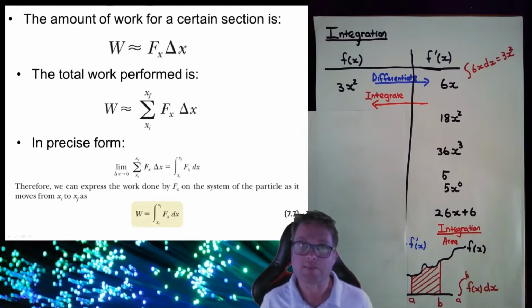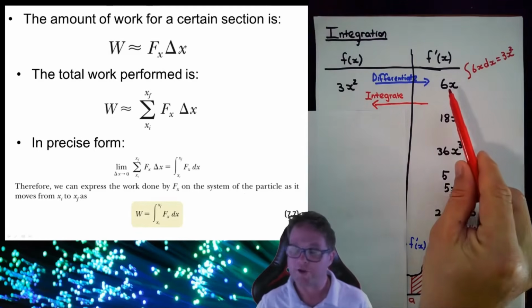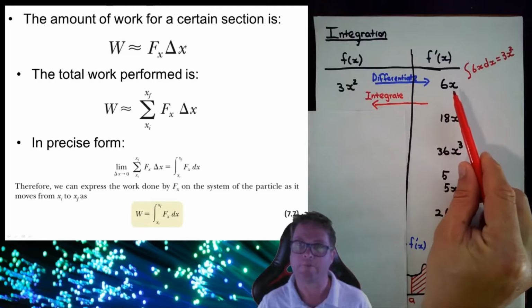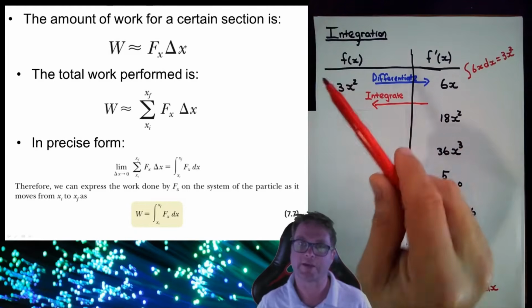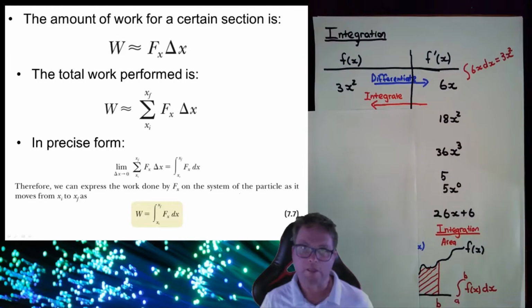In that sense, we might think of differentiation, and we might think of it as an integration. We're given some derivative and we want to go back. So how could we go back from 6x to 3x squared? Well, let's take a look at another example.